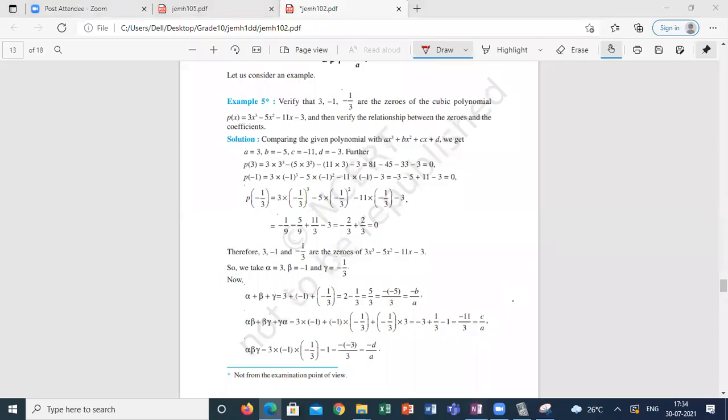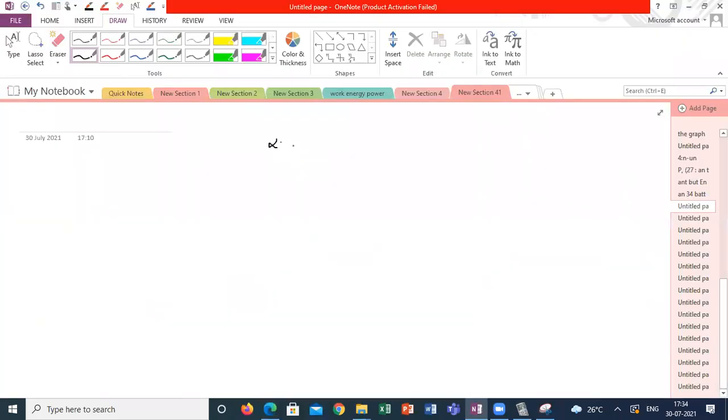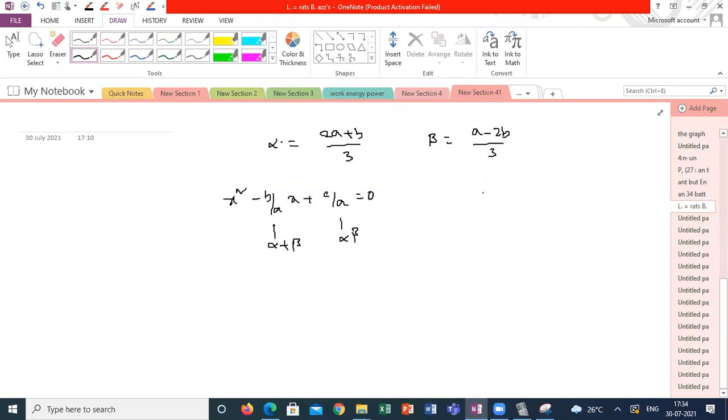How to construct it by another method? If alpha is equal to (2a plus b) by 3, am I right? Beta is equal to (a minus 2b) by 3. We know x square minus b by a x plus c by a is equal to 0. This is your alpha plus beta, this is your alpha into beta. So first find out the alpha plus beta value and alpha into beta value.